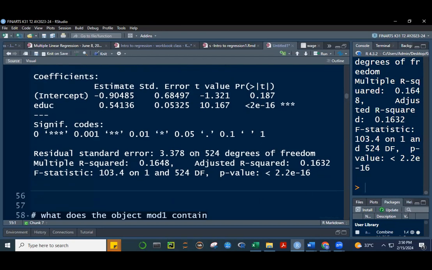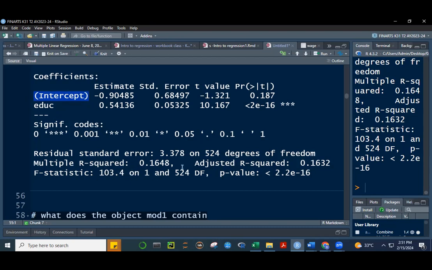Okay, then we looked at the figures here. The residual standard error is just the standard deviation of your residuals. 524 degrees of freedom, we learned that this is n minus k minus 1, n being the number of respondents, which is 526, minus k. K is 1, which is education, 1 parameter, 1 predictor, and 1 for the lost degree of freedom, because we're also estimating the intercept. So there are 524 degrees of freedom. This is needed in order to compute your p-values, and it's needed here for your F statistic.